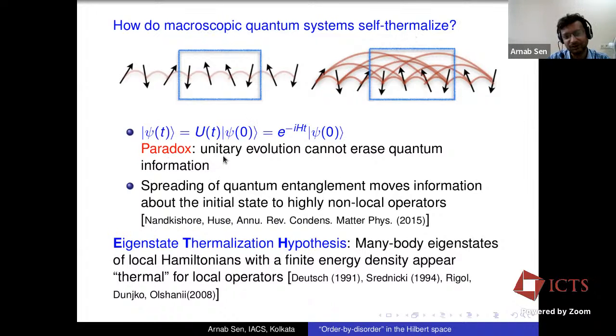Now, this question seems to make no sense because we know from quantum mechanics that unitary evolution cannot erase quantum information. But the point here is we would like to only focus on local operators or local correlation functions. It turns out that there's a very interesting dynamics of quantum entanglement as a function of time. What happens is that the memory of the initial state keeps on progressively moving to more and more non-local operators in space. If you wait long enough and you only measure the state at some long time with local probes, then most of the memory of the initial state is lost. And that again sounds like thermalization, right?